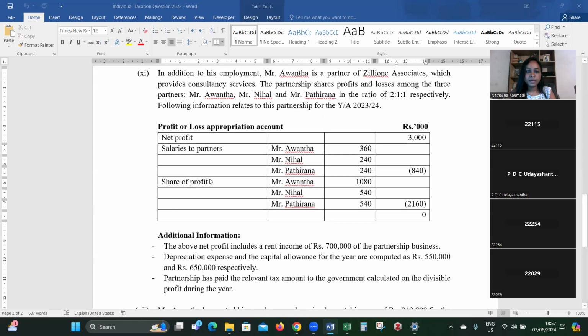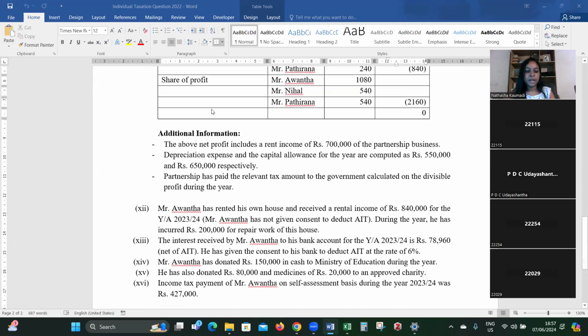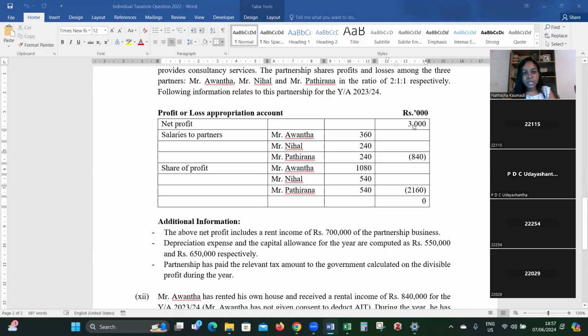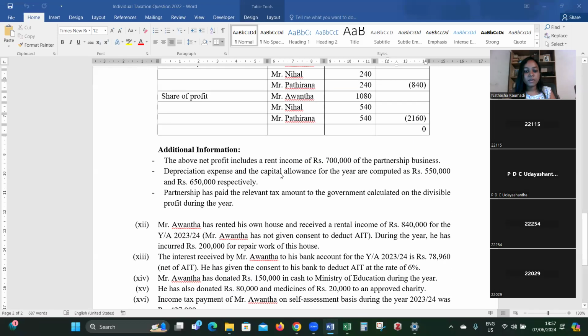It's still under point number 11. So it's all about the partnership. Additional information. The above net profit includes, that means 3,000 net profit, a rent income of 700,000 of the partnership business. Okay, a rent income related to partnership business that is included in this 3,000 net profit.